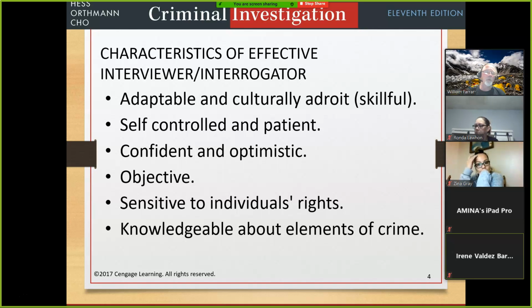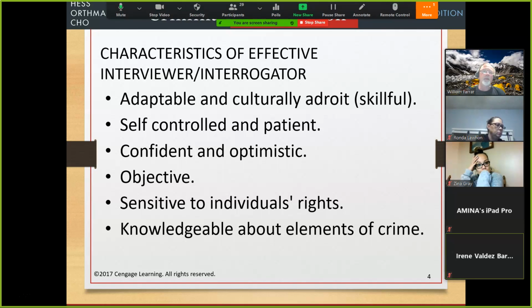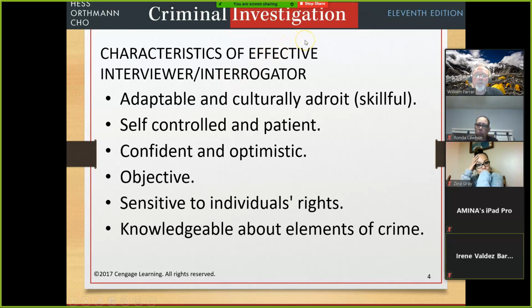Be self-controlled. You really need to be under control, and you need to be patient. That was always one of my harder things. I'm not always the most patient individual. So a good interviewer is going to be patient because it's going to take time. Be confident in your abilities. So, always be optimistic, but kind of portray that confidence. That's important. Be objective. Does anybody know what I mean by that? What's it mean to be objective?